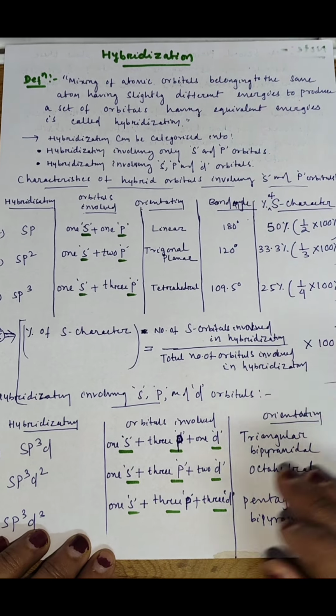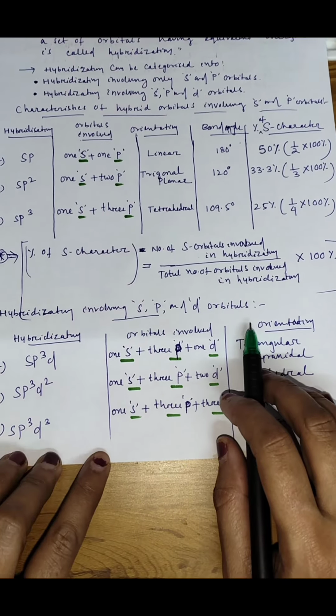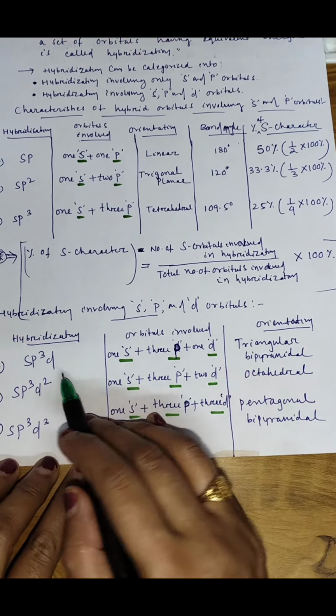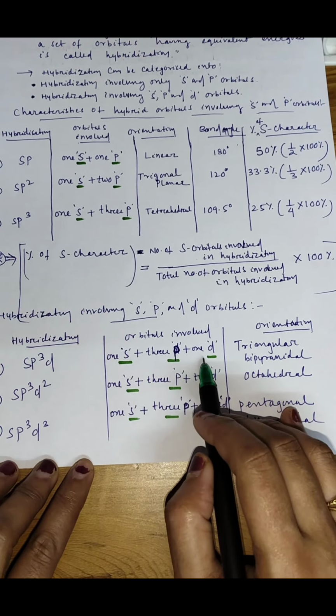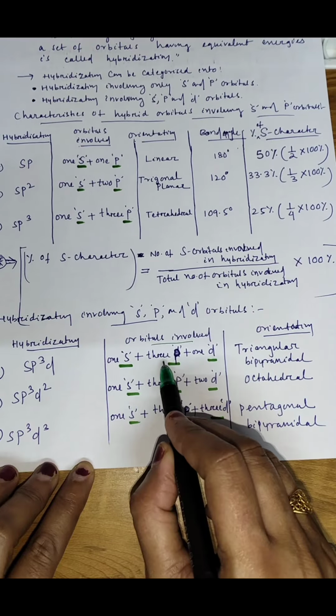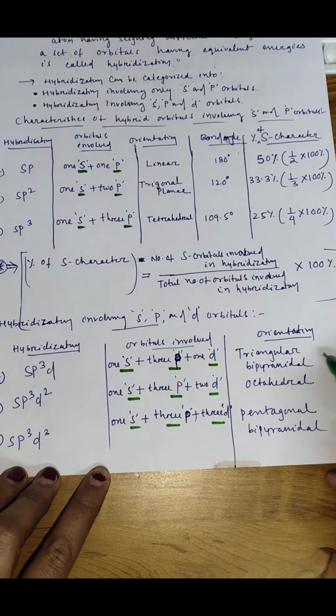Now similarly, we can see what the hybridizations involving s, p and d orbitals are. That means what are the orientations and what are the orbitals involved. If the hybridization is sp3d, then the orbitals involved are 1 s, 3 p and 1 d. So in total, how many hybrid orbitals are formed here? 1 plus 3, 4 plus 1. So the total number of hybrid orbitals formed here is 5, and the orientation is trigonal bipyramidal.